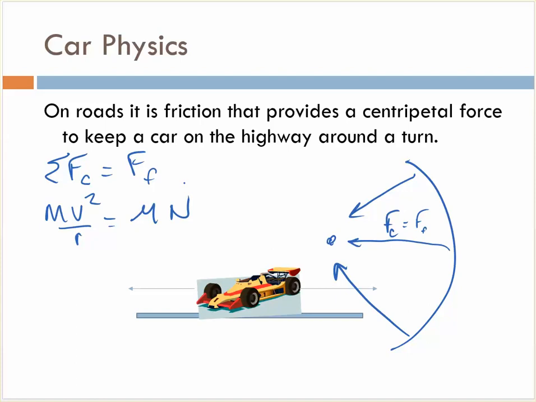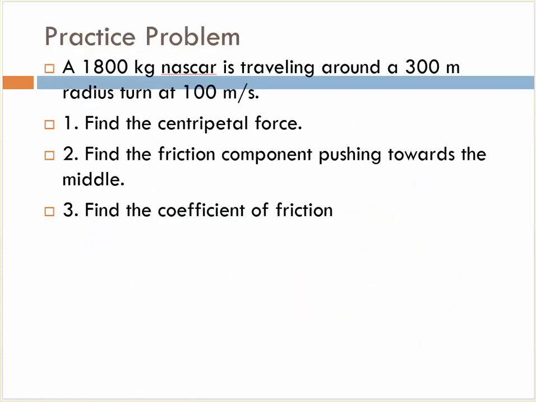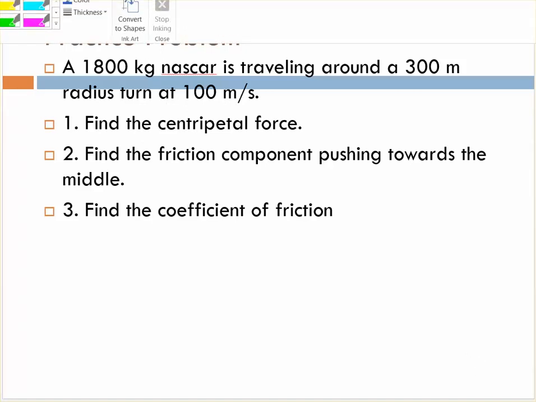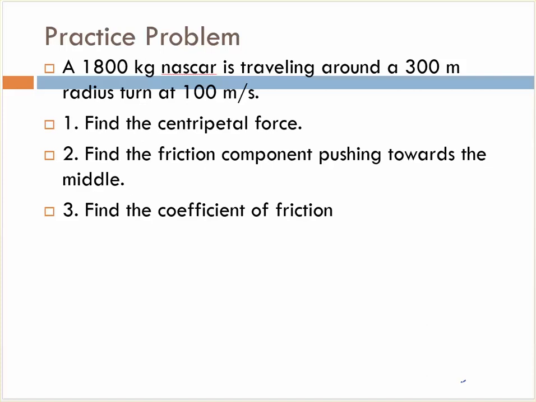Okay, so here's our first example. An 1,800 kilogram NASCAR is traveling around a 300 meter radius turn at 100 meters per second. So we've got this NASCAR going around this turn, somewhere on here. Alright, so here's my picture. Here's a tire, there's a tire, there's a tire. So I'm looking at it from the top view. It says find the centripetal force. So we want to find this centripetal force that's pulling it towards the inside.